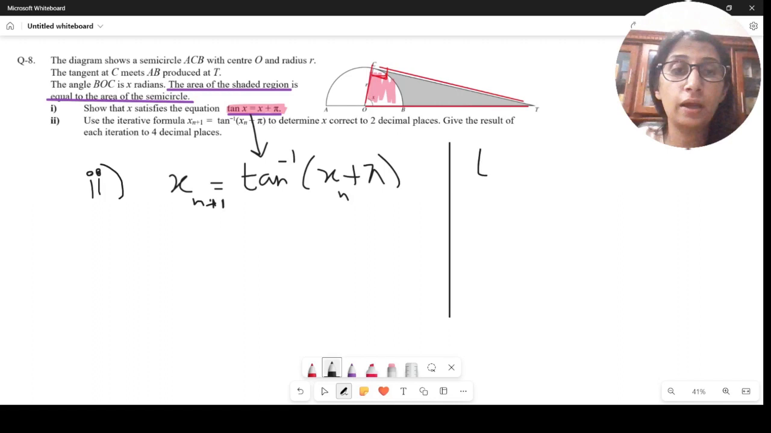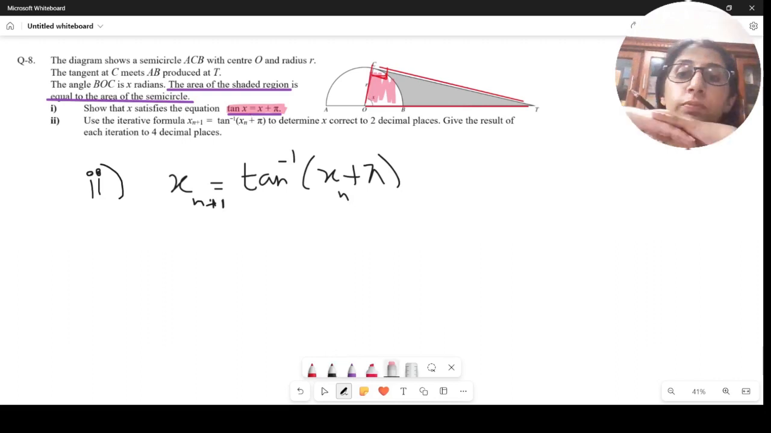Part 2. Now they've given you an initial value or not. Use the iterative formula to determine x correct to 2 decimal places. Use the result of each iteration to 4 decimal places. Okay, they haven't given the initial value of x. They haven't given you the value of x1. So what do we take as x1?